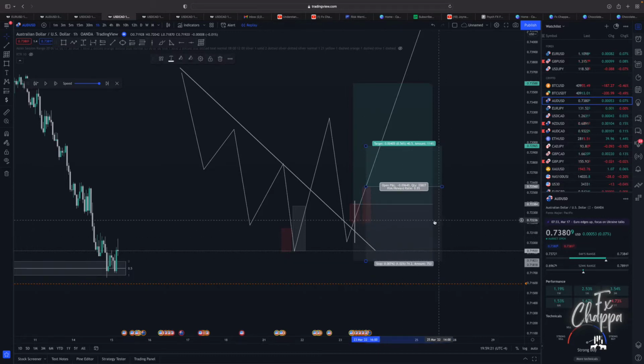Now it's pretty good, but that's a 74 pip stop loss, guys. I do not use more than 10 pips. I never take a trade that does not give me a 10 pip stop loss. If the trade does not give me a 10 pip stop loss, I will not take that trade. That's just it. It has to be 10 pips or less, right?